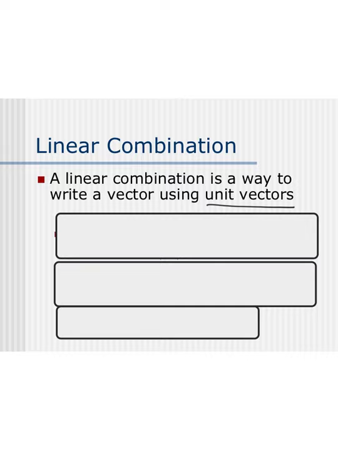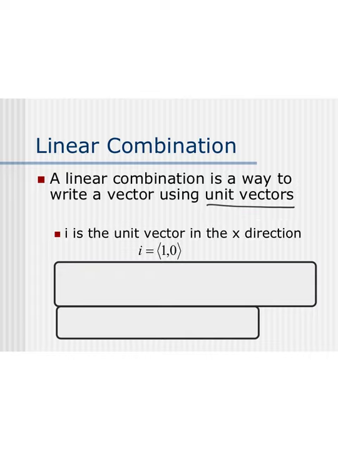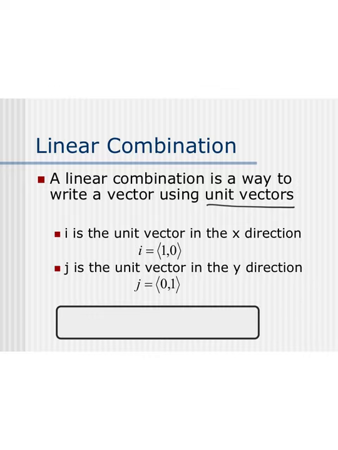So we have one in our x direction and one in our y direction. For the unit vector in our x direction, we call it I, and it is represented by the vector 1, 0. For the unit vector in our y direction, we're going to call it j, and it is represented by the vector 0, 1. So I and j are universal notation for the unit vector in the x direction or the y direction. And again, they are unit vectors because they have a magnitude of 1.